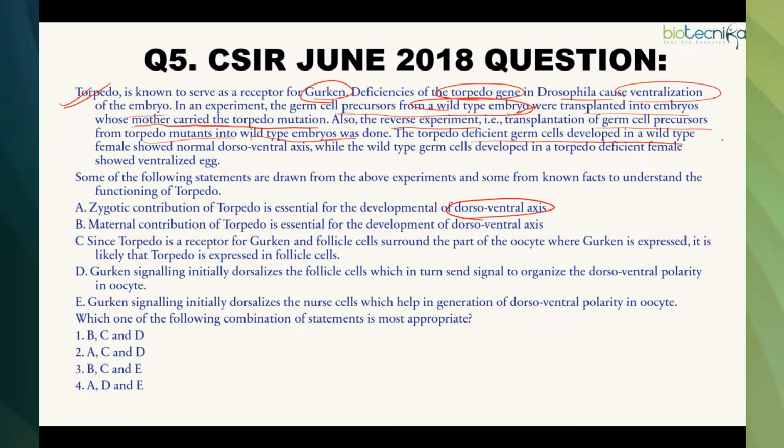The torpedo deficient cells developed in a wild type female. So if you take the germ cells of the torpedo mutant, that is the second case, and put it into a wild type mother, it showed normal dorsal ventral axis. But in the first case, where you take the wild type germ cells and develop them in a torpedo deficient female, you can see that there is no normal dorsal ventral axis, but it shows a ventralized egg. So what does that mean?